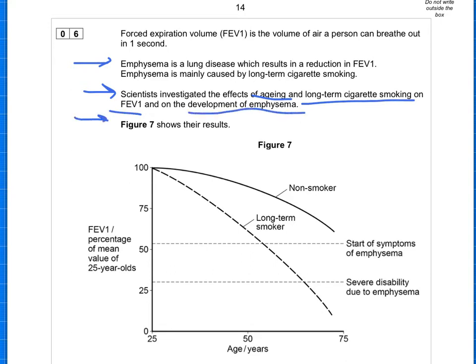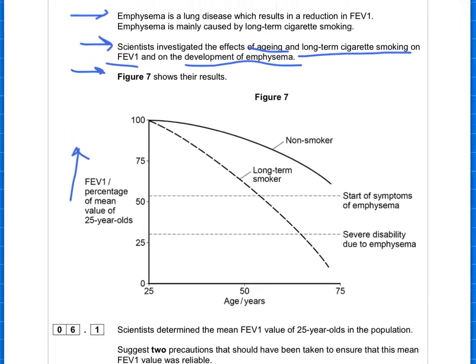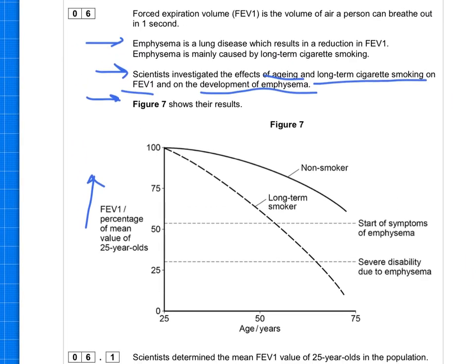Figure 7 shows the results, so you can see FEV1, percentage mean value, and how it changes, and on the bottom you can see the age in years. You can see the difference between a non-smoker and a long-term smoker, and where the symptoms of emphysema start and the severe disability.